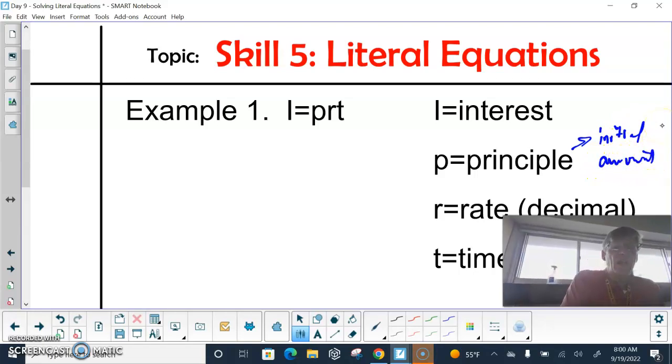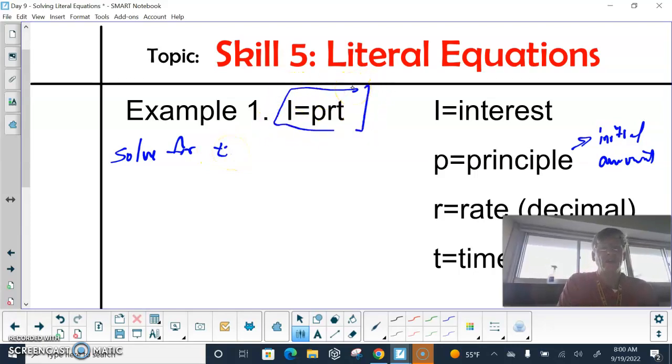Okay, so let's say I want to solve for t. I want to solve for t in this equation because I might already know the interest, the principal and the rate, but I don't know how long it's going to take to accrue that interest. So basically, I want t by itself. And we know that when there's no operation in between, these are times. So I have interest equals principal times rate times time.